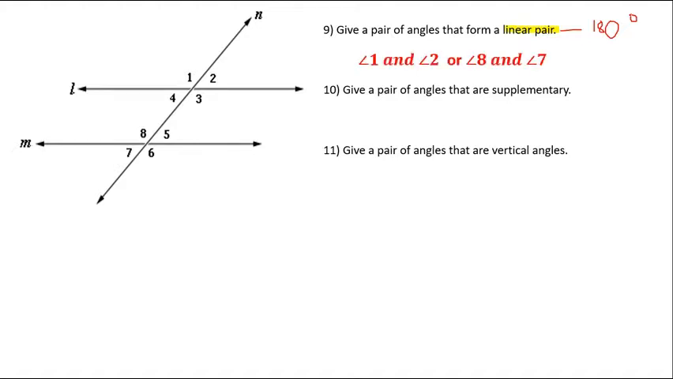So we could say angles 1 and 2, or like 8 and 7. So if you look at here, 1 and 2, these two together, they're adjacent, but they also form a linear pair. They form a straight line. Or we could also say 8 and 7. They also form a straight line or 180 degrees. Okay. And remember, there's a lot of other pairs you could pick, but those are just one pair that you could give.